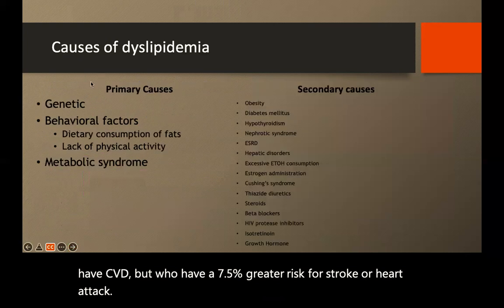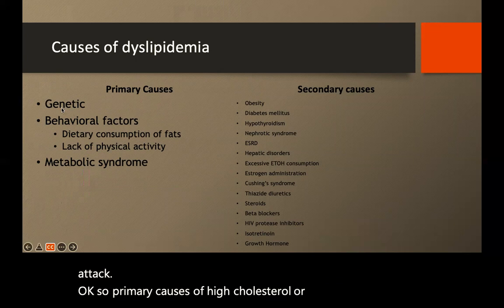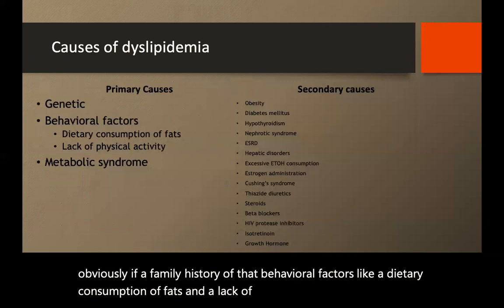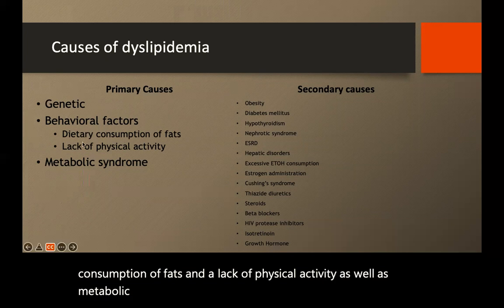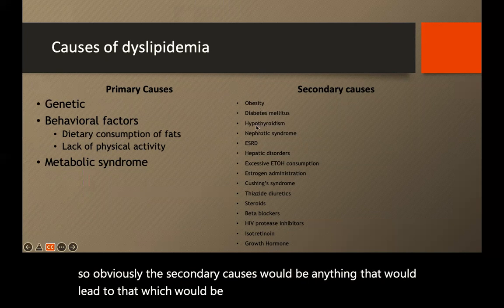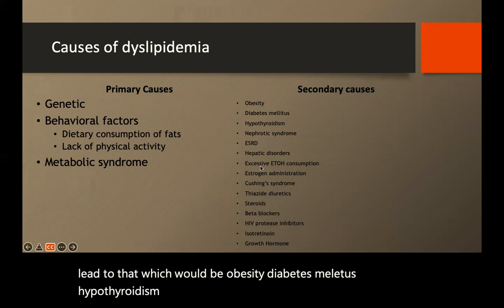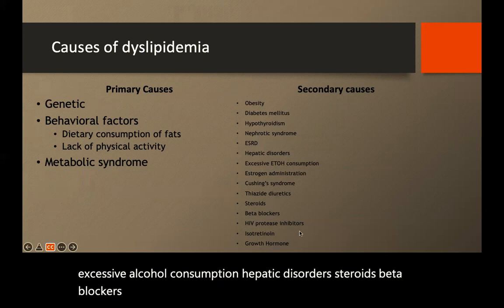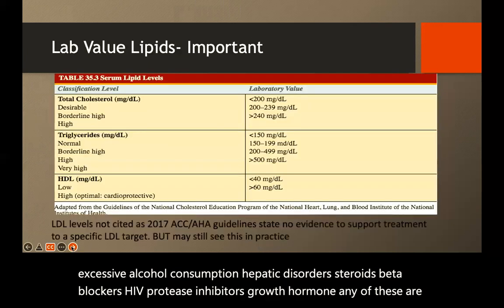Okay, so primary causes of high cholesterol or dyslipidemia: genetic, obviously, if there's a family history of that; behavioral factors like dietary consumption of fats and a lack of physical activity, as well as metabolic syndrome. Those are your primary causes. So obviously the secondary causes would be anything that would lead to that, which would be obesity, diabetes mellitus, hypothyroidism, nephrotic syndrome, end-stage renal disease, excessive alcohol consumption, hepatic disorders, steroids, beta blockers, HIV, protease inhibitors, growth hormone. Any of these are your secondary causes of dyslipidemia.